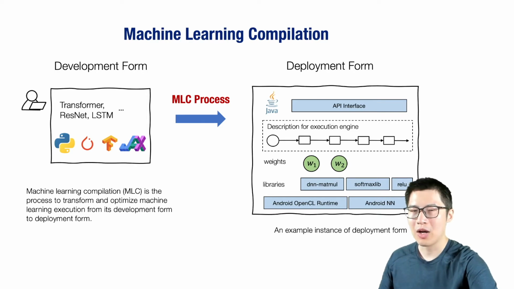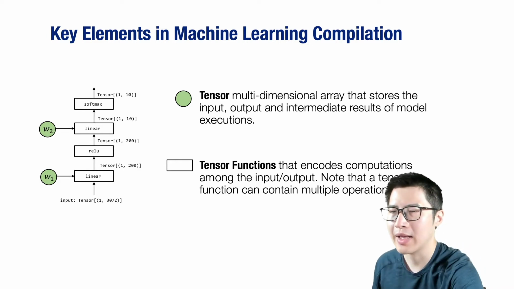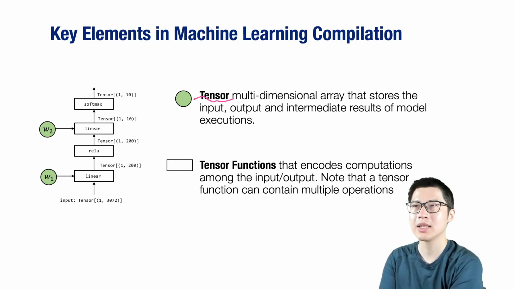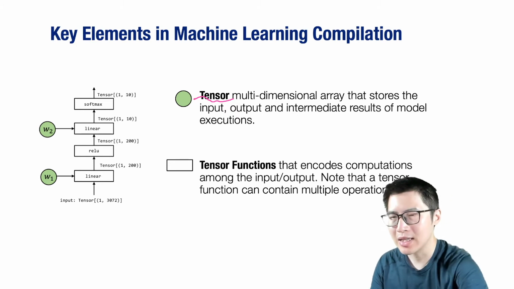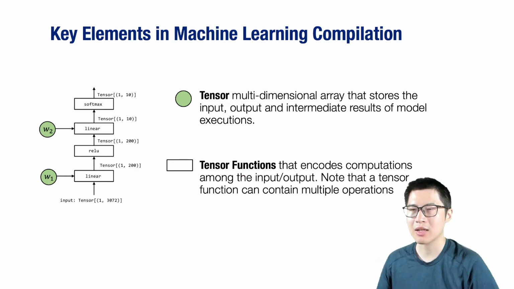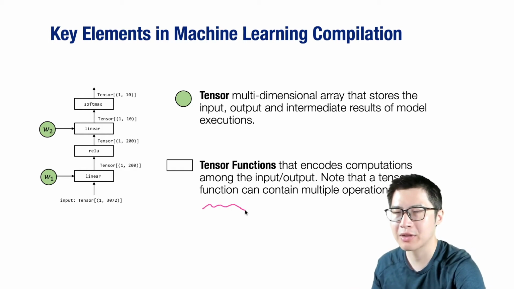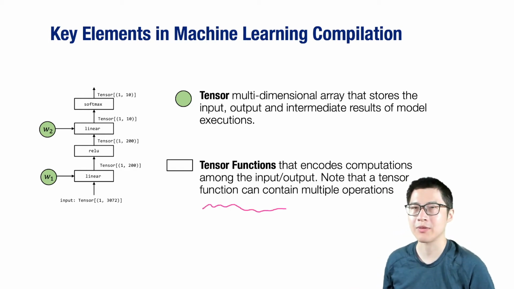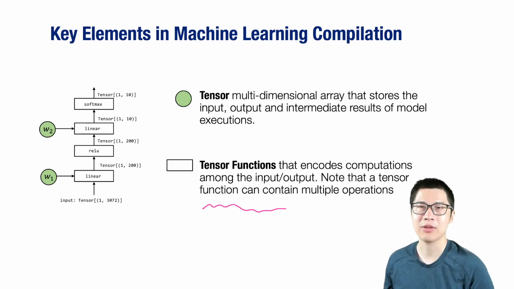Right? So one of the key elements in machine learning compilation is, of course, tensors, which serve as a runtime component that helps us pass data across different layers, as well as tensor functions that encode the computation between input and output. Importantly, MLC is mostly about transforming different forms of tensor functions. We have learned about the computational graph form of tensor function, which coordinates how each element takes your input and computes the output according to your data flow dependencies.